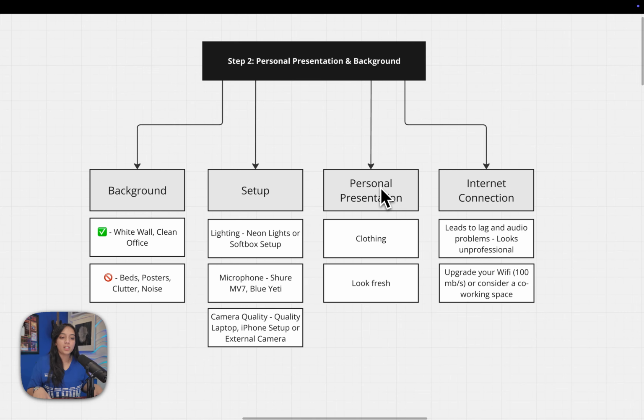So all of these visual aspects, having good lighting, good camera quality, good audio, and your personal presentation matter a lot. So make sure you're spot on. Now, the last part in step 2 is your internet connection. If your internet speed is an issue, it's something you have to deal with before getting on the call.